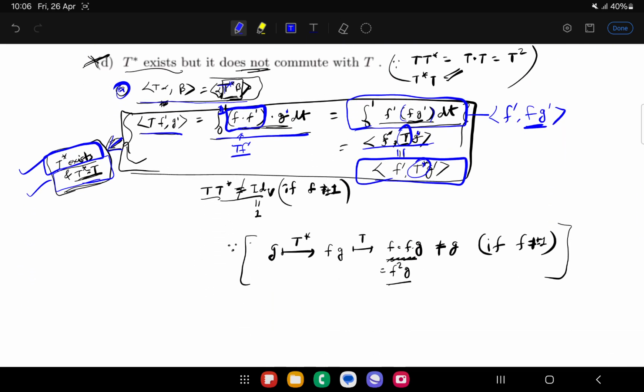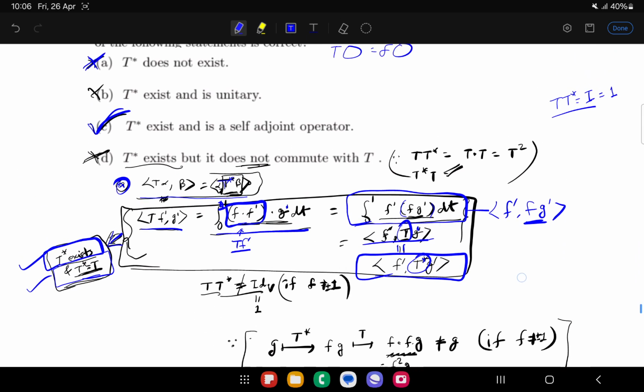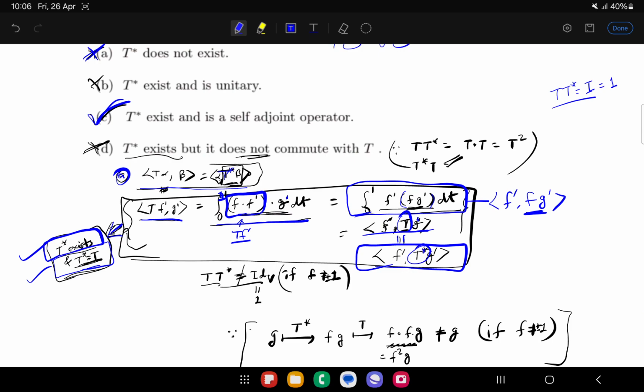This holds if and only if, since T is multiplication by f, T star is again T. So T star becomes multiplication by f square, and f square is 1 if and only if f is plus 1 or minus 1. So in case f is not plus 1 or minus 1, T star is not equal to identity. So it is not unitary. So this is the explanation for B.